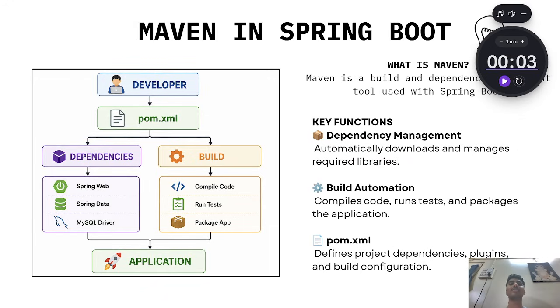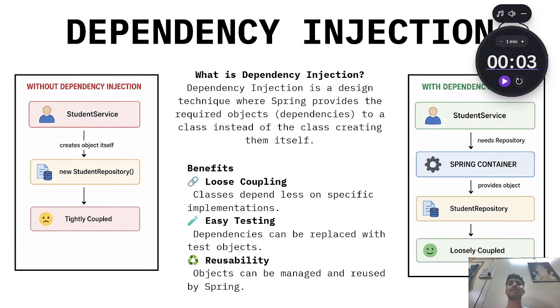Moving on forward, Maven in Spring Boot. Now, what is Maven? Maven is a build and dependency tool which is used in Spring Boot. Key functions: dependency management, build automation, and the pom.xml, which defines the project, the dependencies, plugins, and build configurations.